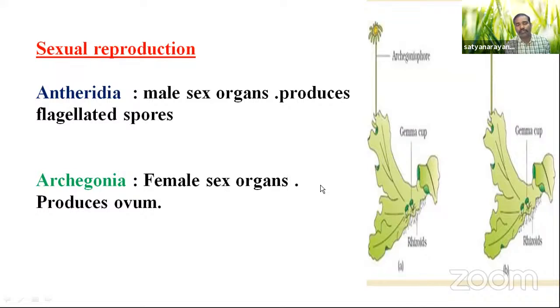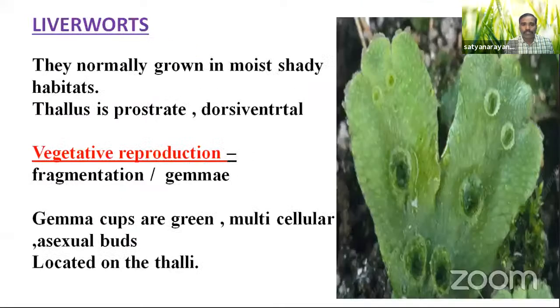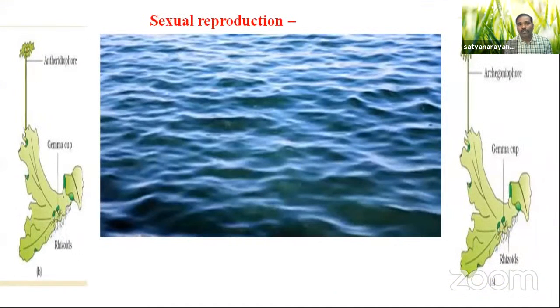Oogamy type of sexual reproduction is done in bryophytes. For their reproduction, they require water. So how is the sexual reproduction done? When the antheridium is developed, it produces the antherozoids. Antherozoids, generally, are biflagellated spores. Here you can see the biflagellated spiral structures. So when the antheridium develops, it produces the biflagellated antherozoids.